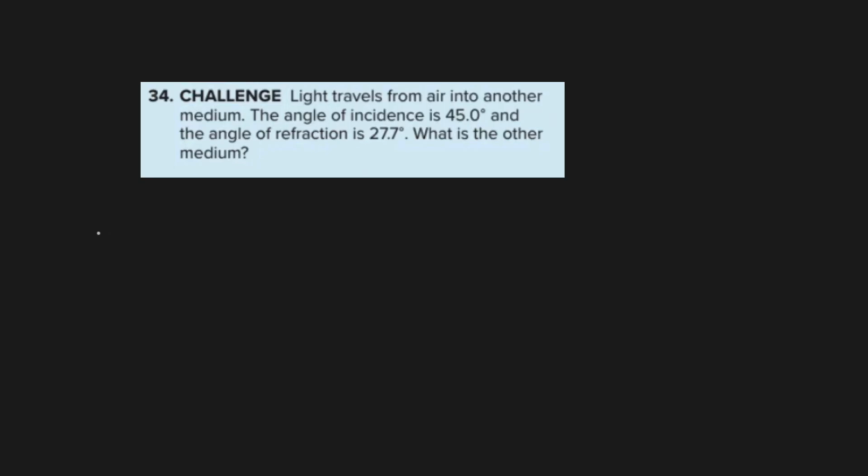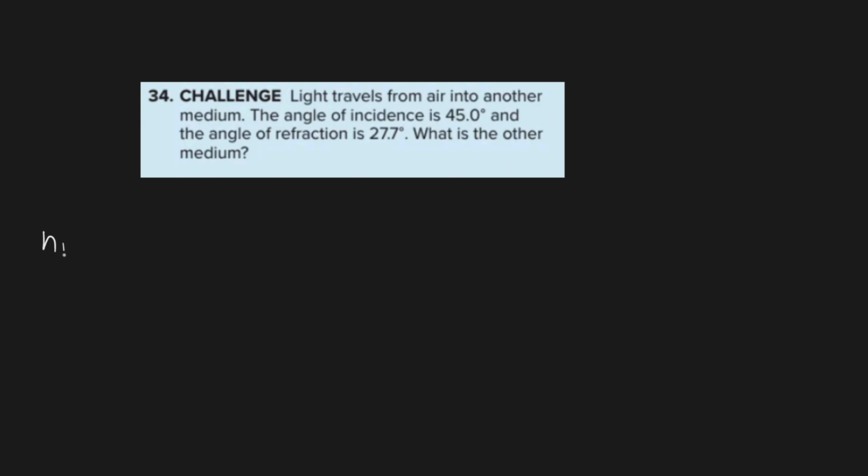So we'll have challenges, therefore let's solve a challenge question. Light travels from air into another medium. The angle of incidence is 45 degrees and the angle of refraction is 27 degrees. What is the other medium? Now, a characteristic that describes a medium is basically the refractive index, n. So by finding n, we will understand what the other medium is.